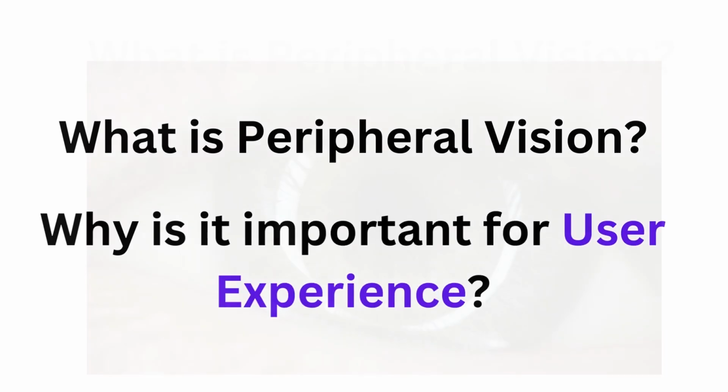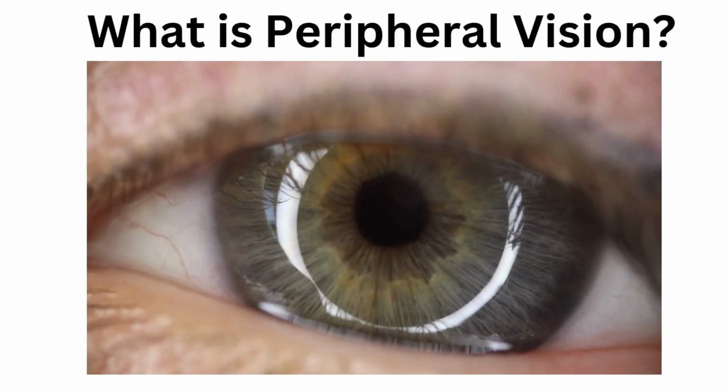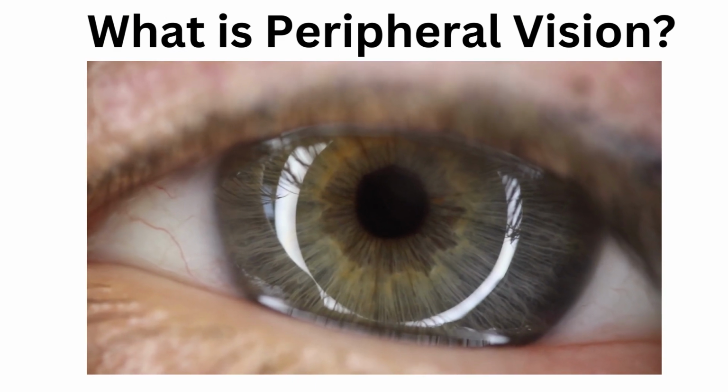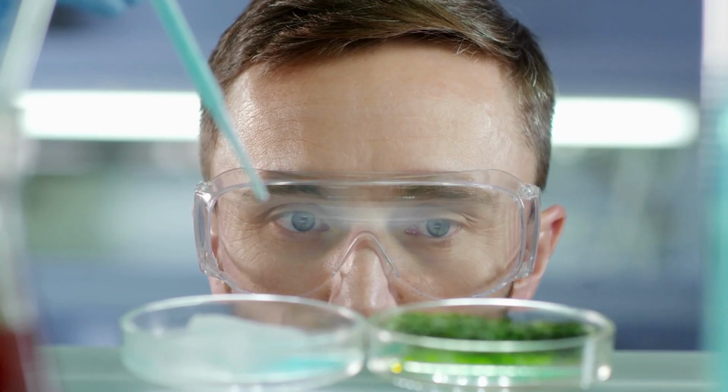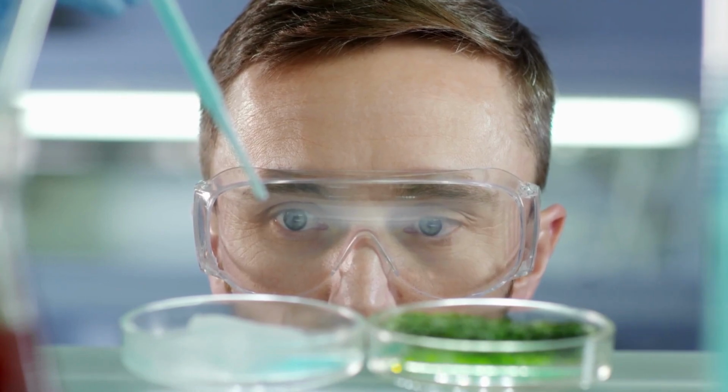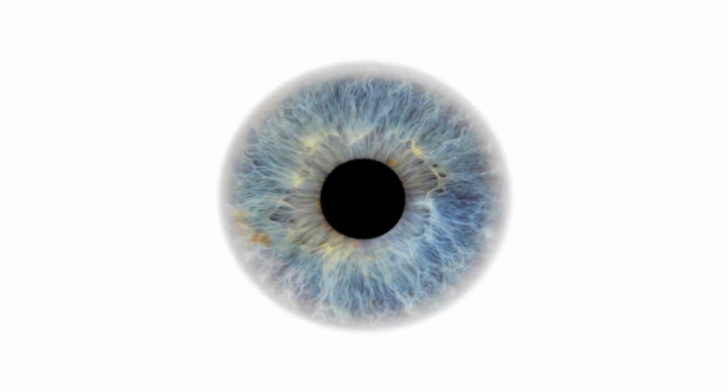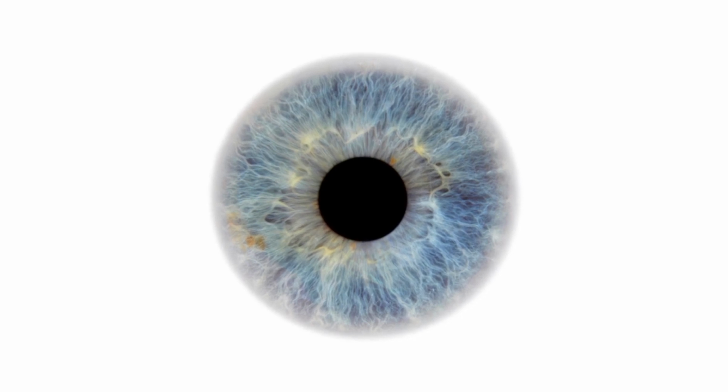Peripheral vision is the ability to see objects that are not directly in front of us, but within our field of vision. It allows us to see and react to our environment without constantly shifting our gaze. Too complicated? Let's do a small exercise to understand peripheral vision.